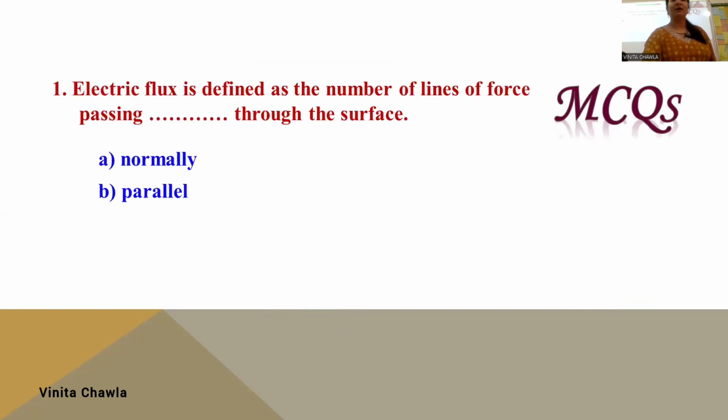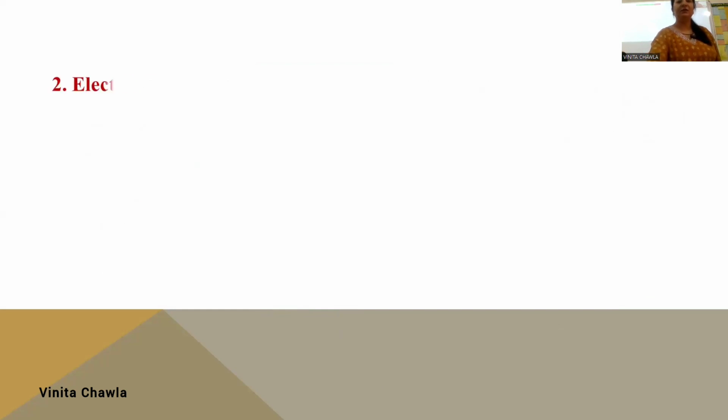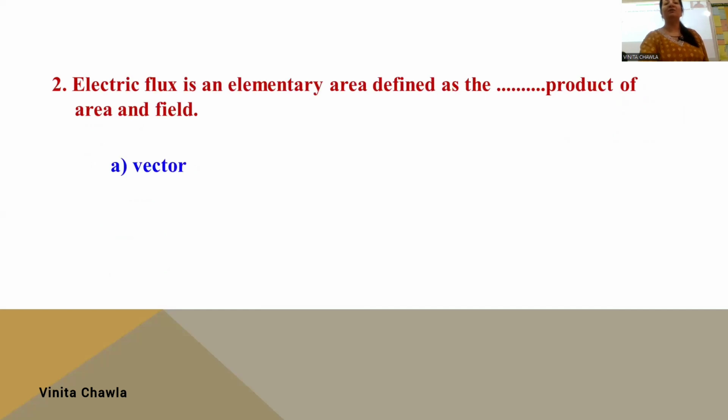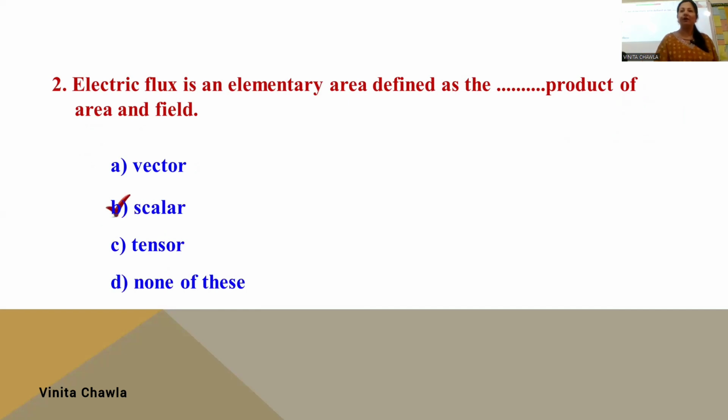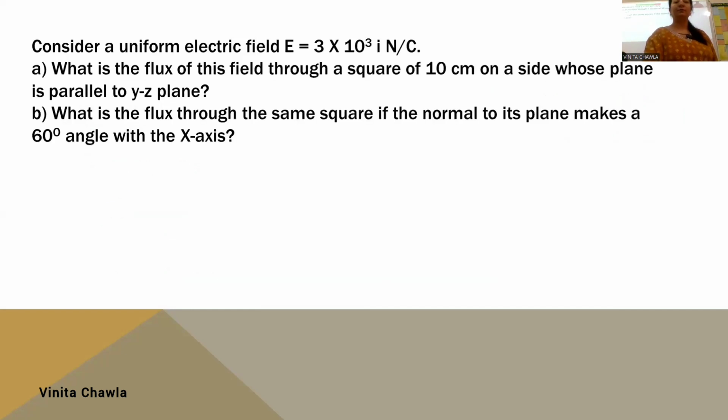Electric flux is defined as the number of field lines passing through the surface normally. Normally is the correct answer. Second, electric flux through an elementary area is defined as the dash product of area vector and electric field. Scalar product. It is a scalar product.